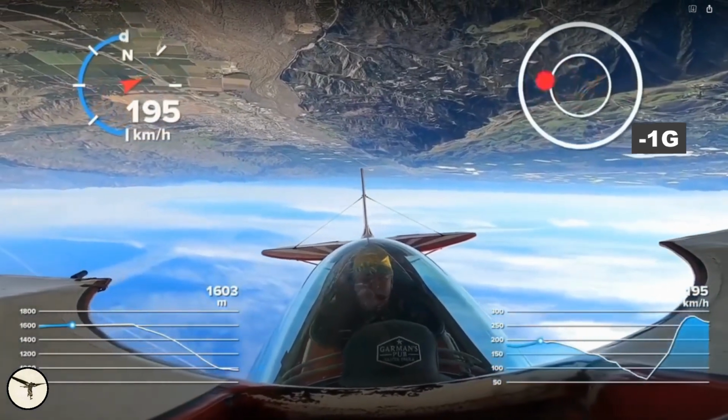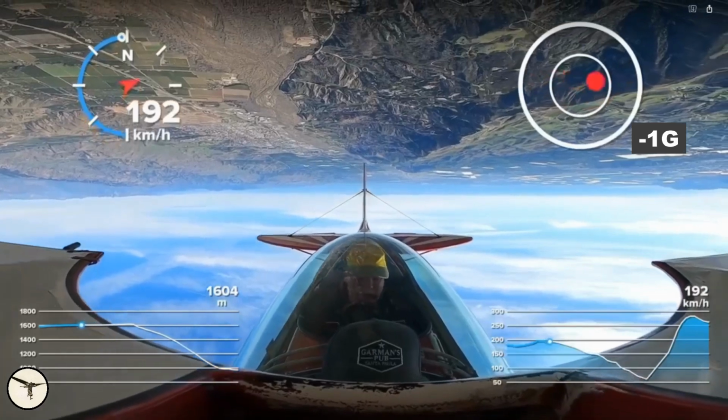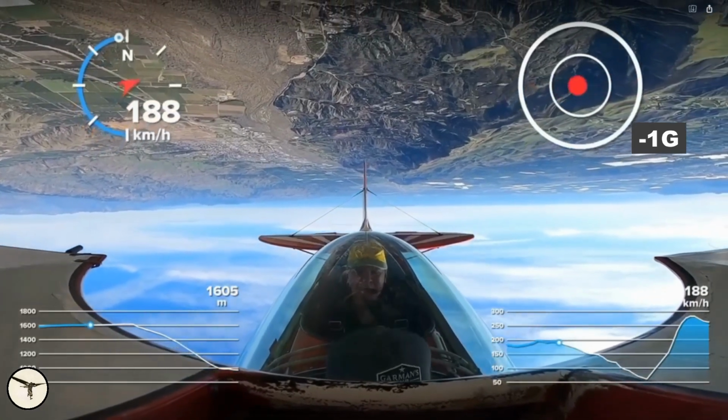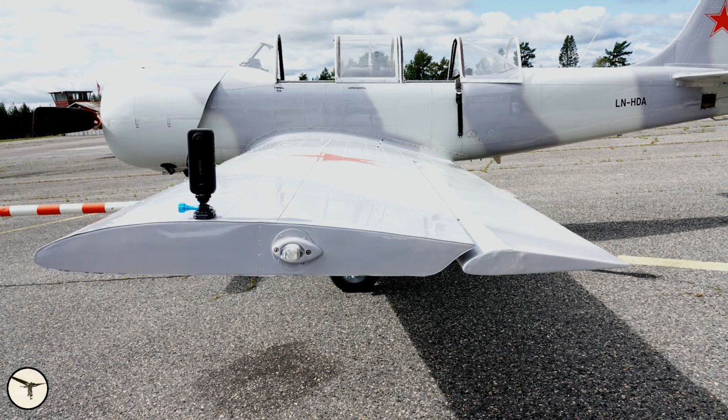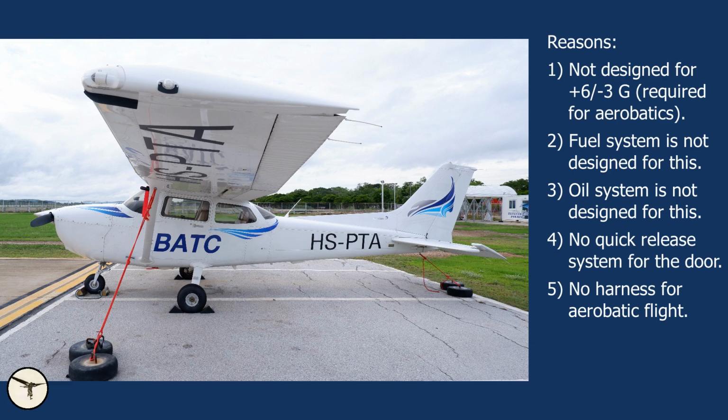This is a bit special. The wings have a symmetrical profile, and it flies upside down like a charm. Now, can an airplane with a positive camber fly upside down? Yes, but do not try this in a Cessna 172, please.